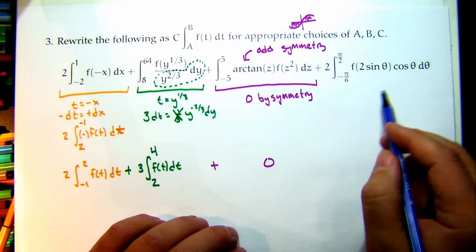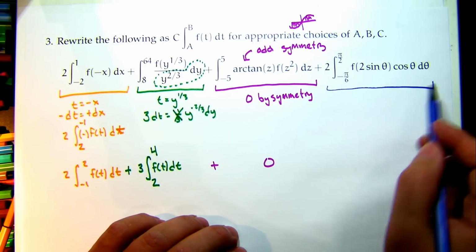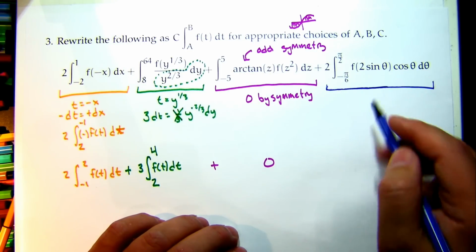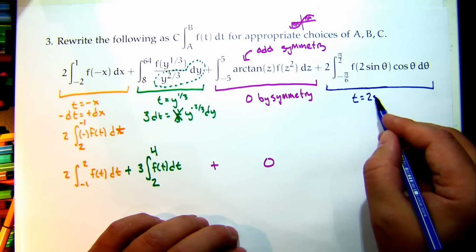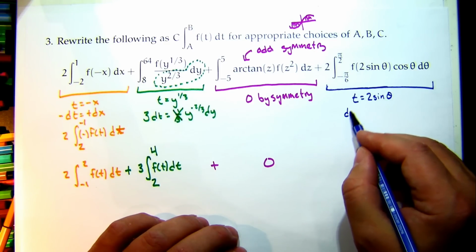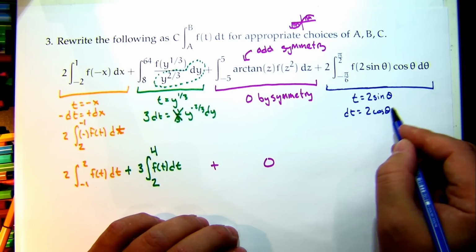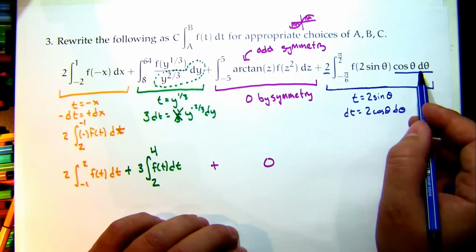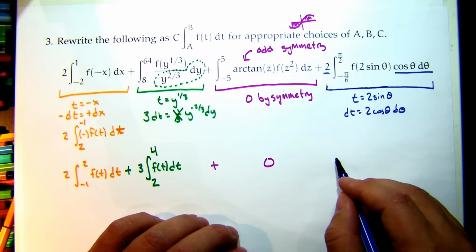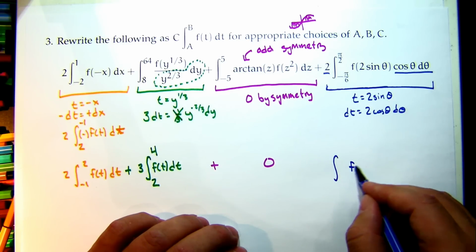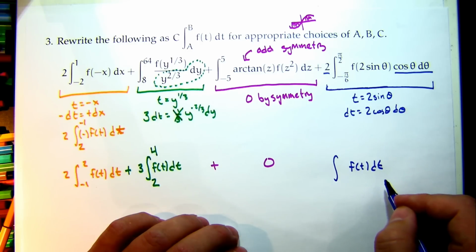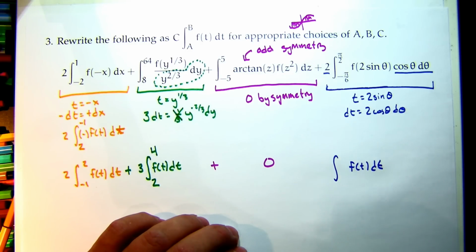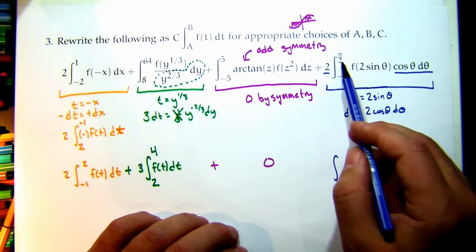Okay, that leaves us with one more to go. What's the substitution to make over here? 2 sine theta. And if you look, you'll see that dt is 2 cosine theta d theta. And that's perfect because we have a 2 cosine theta d theta. The 2 can come in. So let's see what we get. We're going to get f of t dt. And then we have to say, what are the bounds? So let's plug in the top bound.